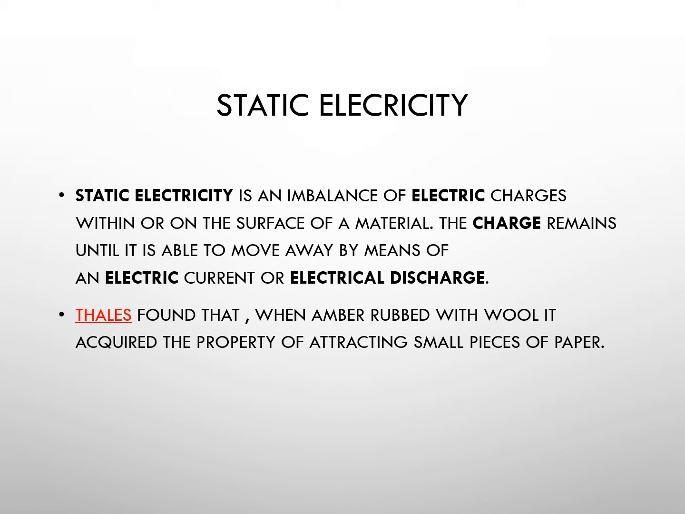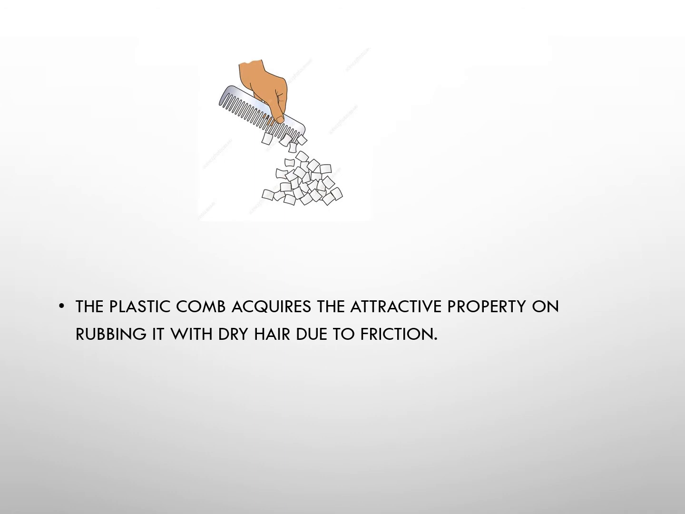When an object made of a substance like glass, plastic, ebonite, nylon, hard rubber, etc. is rubbed with wool or fur, it acquires an electric charge due to friction. When we take a plastic comb and bring it near the small bits of paper lying on a table, we observe that the comb does not attract the paper bits. But when the comb is rubbed on our dry hair and then we bring it close to the bits of paper, we observe that now the bits of paper are attracted by the comb. This is because the comb acquires the attractive property on rubbing it with dry hair due to friction.